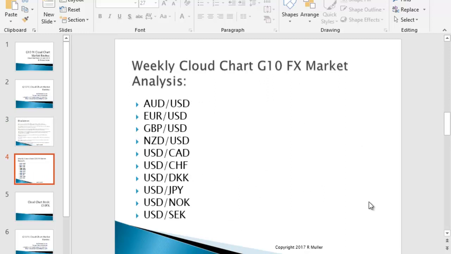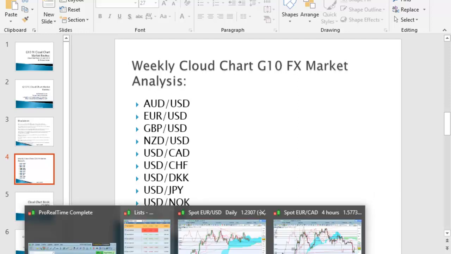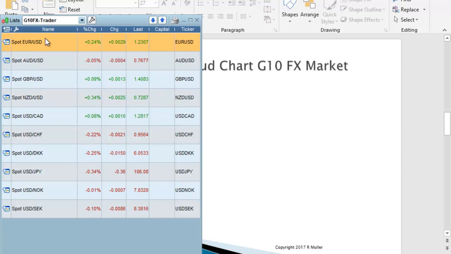And these are the currency pairs I'd like to look at this morning. It's the usual G10 major FX currency cross rates. Okay, jumping straight into the ProRealTime platform, we'll start with the Euro-US dollar.